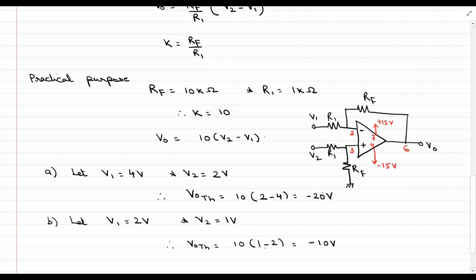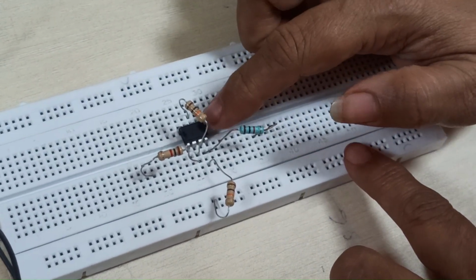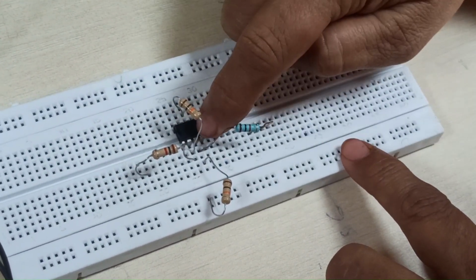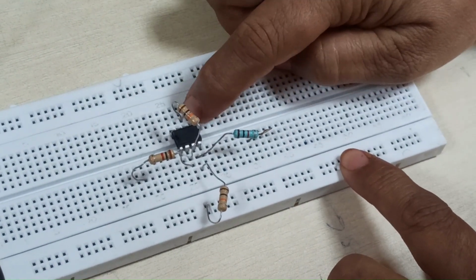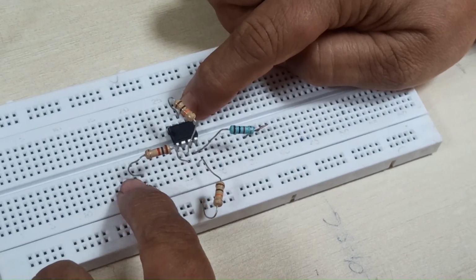While implementing, if you see over here, we are getting minus 20 volts theoretically. But practically, the op amp will saturate at minus 0.9 of VCC. So let's start with the implementation. For this subtractor circuit, at pin number 2, there is a resistance RF connected from pin number 2 to pin number 6. Then there is a resistance R1 connected from 2 to your input.